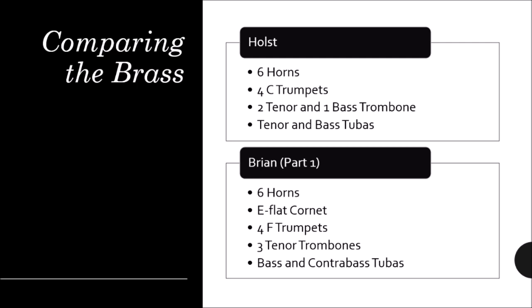3 tenor trombones, so he's not using bass trombone here, though he will later on, and he's using 2 tubas. Now the score says 2 bass tubas, but looking at the parts, the second tuba part really should be played on a contrabass tuba as it descends at least to C sharp 1, which would be really getting to be out of range for the British F tuba at the time.